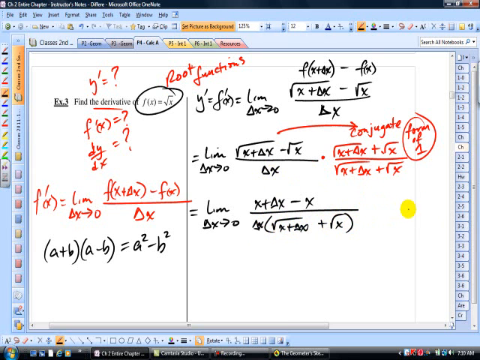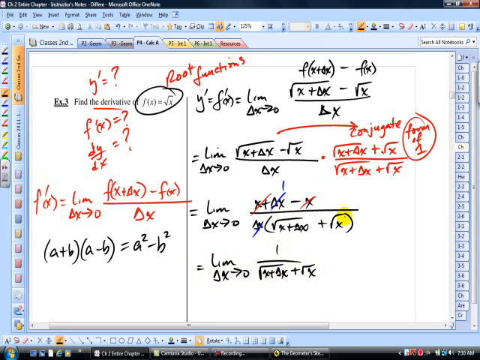Well, simplifying a little bit, you notice that the x's cancel, and the delta x's cancel, leaving 1 in the numerator. So I've got the limit as delta x approaches 0 of 1 divided by the square root of x plus delta x plus root x. This is root x right here. And I want to substitute in 0 for delta x. So what do I get? I get 1 divided by root x plus 0 plus root x, which gives me 1 divided by 2 root x. And there's your derivative, f prime.